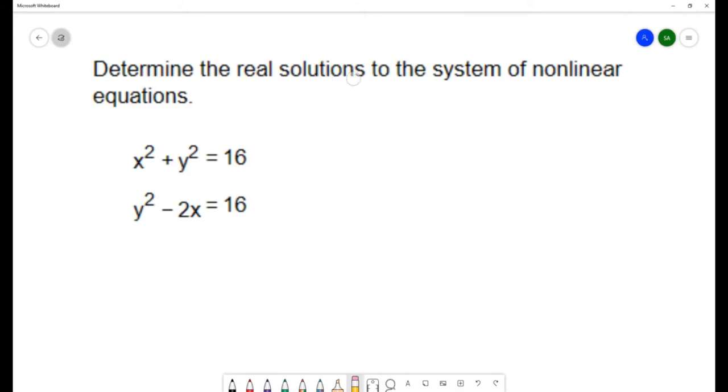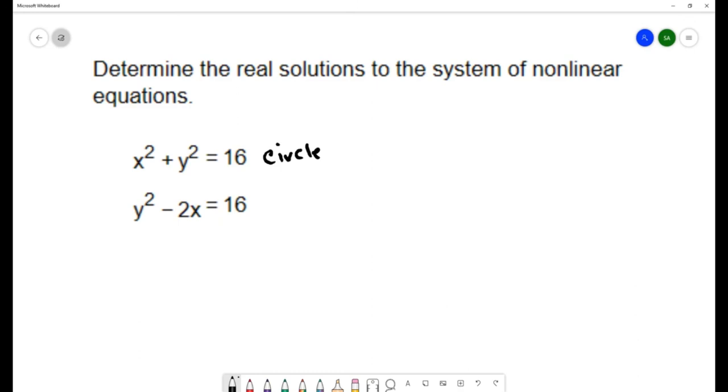Determine the real solutions to the system of nonlinear equations. In this example, we have x squared plus y squared equals 16, and y squared minus 2x equals 16. So when I start these, I like to get a visual representation first so I can get an idea of how many solutions I might have. This first equation, x squared plus y squared equals 16, is the equation of a circle. And the second equation, y squared minus 2x equals 16, is a quadratic, a parabola.